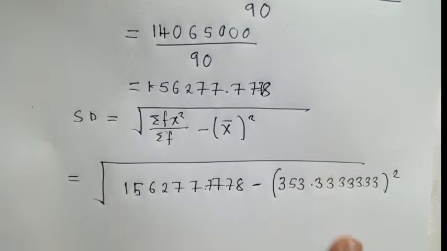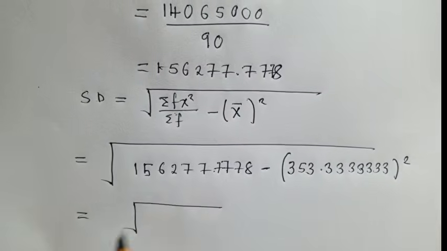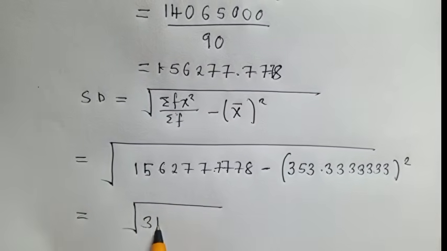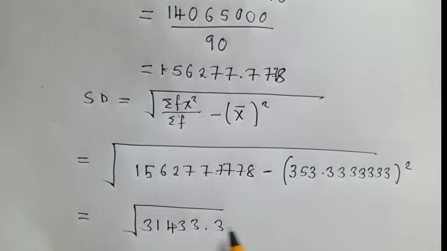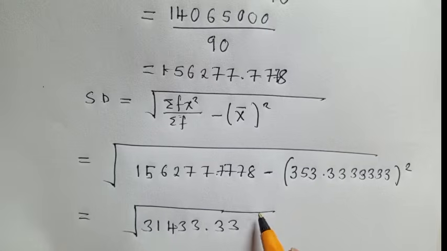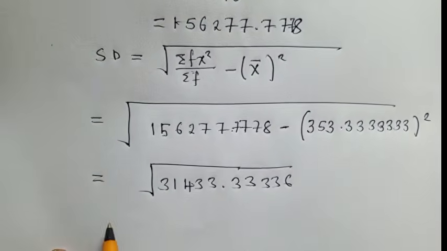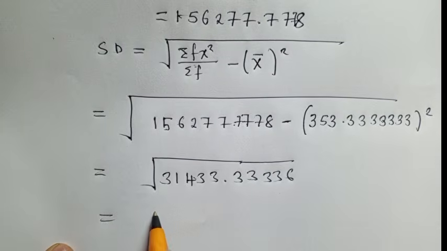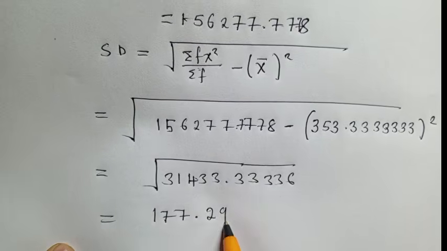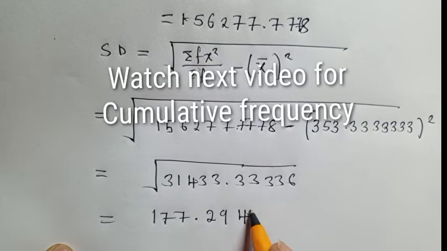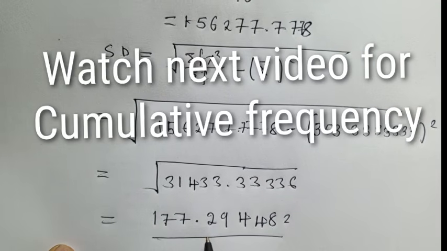So when we do that, we punch everything here on our calculator. We are going to get 31433.33. Hopefully you are also punching on your calculator. So this is the value you're going to get. And then finding the square root of this, it's giving us 7.294482. So this is the standard deviation.